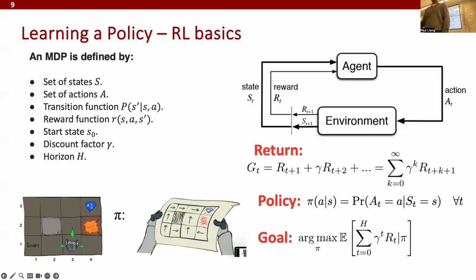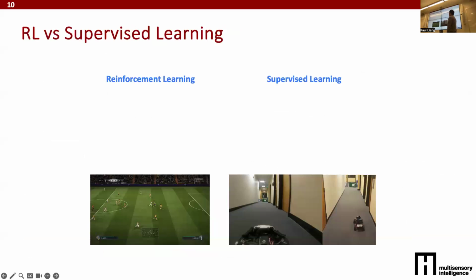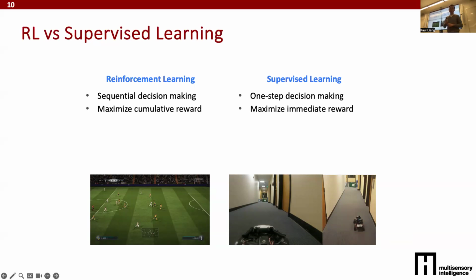So conceptually, RL versus all previous supervised learning, there are several key differences. RL involves making a sequence of decisions, which can be arbitrarily long, and supervised learning looks at making just one step of decisions. In RL, you're trying to maximize the cumulative reward as a result of your sequence of decisions, and in supervised learning, you just maximize the immediate reward.